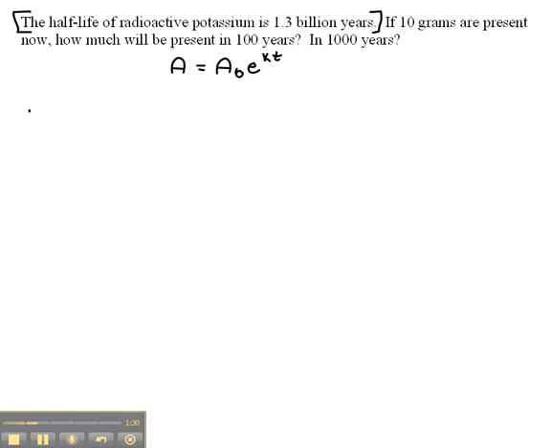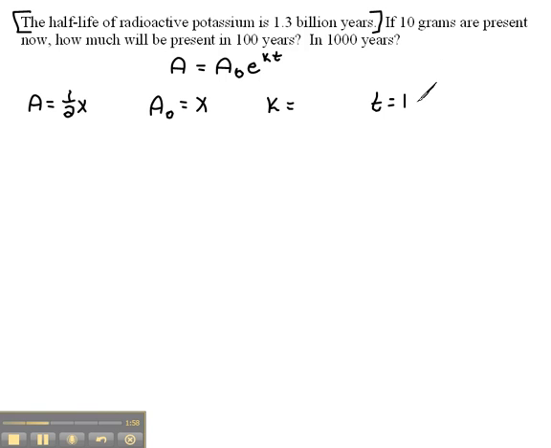Okay, so in that we have several different variables. We have A, we have A naught, we have k, and we have t. Well, they told us the half-life, which means whatever we start with, let's say it's some x, we're going to end up with 1/2 x at the end, half as much. And the time frame that it takes to make that happen is 1.3 billion years.